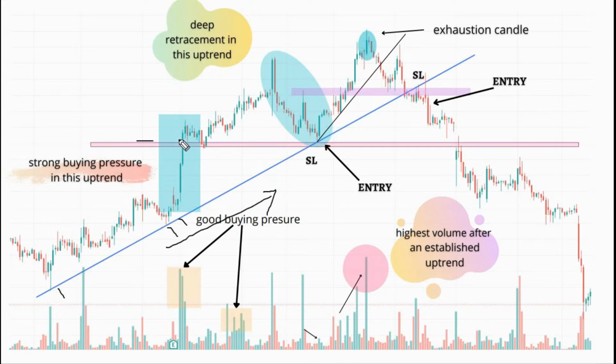And also here we find a very strong support area and also a trend line confluence. So there are 2 structural support zones at this price area.